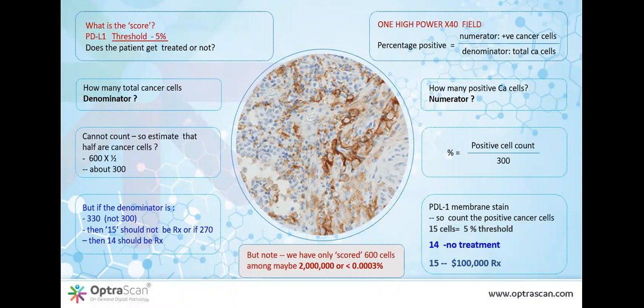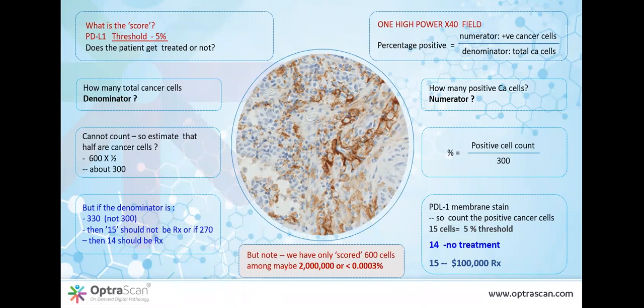Can I reproduce my score second time around? I've done this lots of times, and it's difficult to reproduce scores, particularly close to the threshold. It's quite easy to say, well, this is 80%, 90%, or even 0. But when we come close to the threshold where 14 versus 15 versus 16 really matters, it's extremely difficult. And even if we get the denominator wrong, and it's 330 instead of 300, then of course the numerator changes. And 15 would be treated, for example, if the denominator was 270 instead of 330, etc. So this is very difficult.